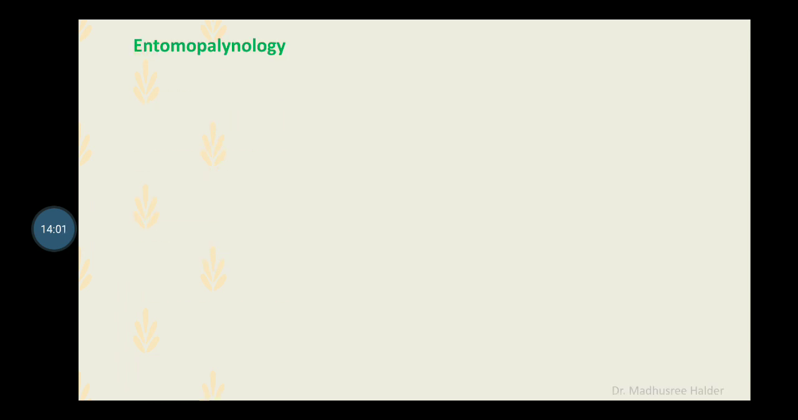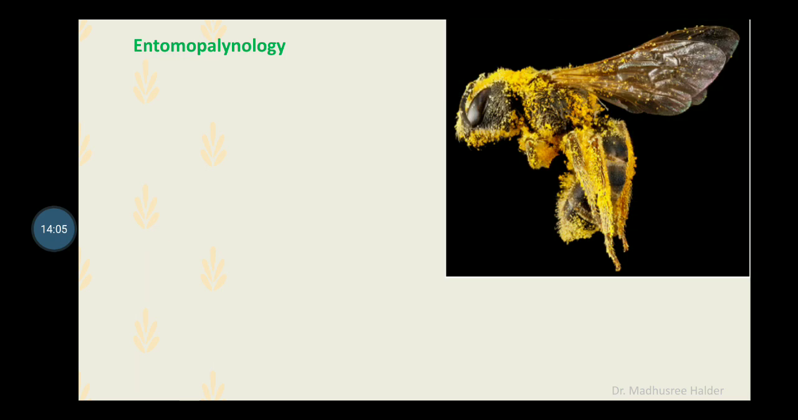Next branch is entomopalynology, that is, we often see pollen grains on insects' bodies and insects' organs. So how is it helpful? One branch of palynology deals with the study of pollen that collects on insects, known as entomopalynology. So it is the study of pollen collected from the insect's body.